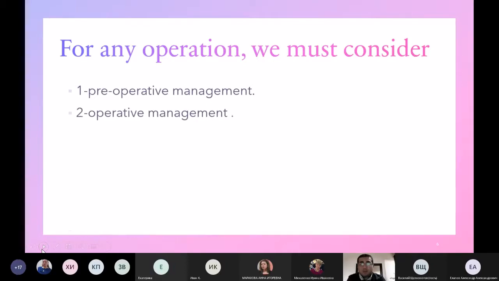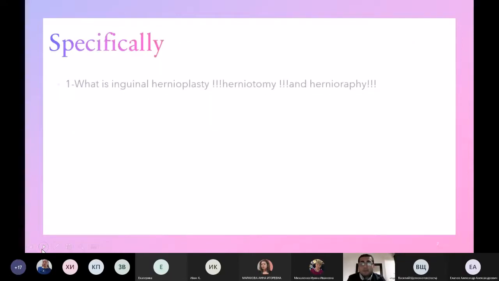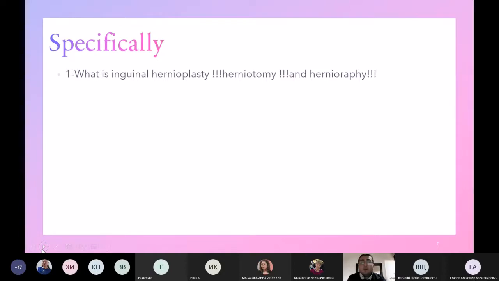For any operation, we must consider pre-operative management, operative management, and post-operative management. Pre-operative management, for sure, is before the operation, including all the investigations we will order and also the clinical assessment of the patient. Operative management is the setup in the operation theater, the anesthesiologist's recommendation, and the anesthesia setup. And post-operative management includes follow-up for the patient. Specifically, we will talk about those points quickly.